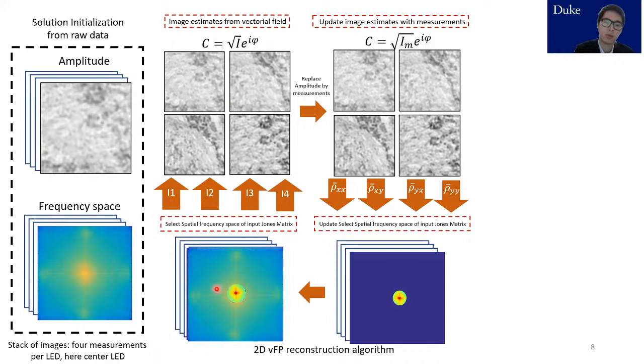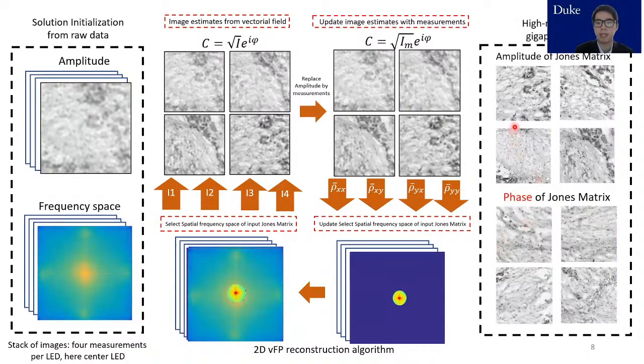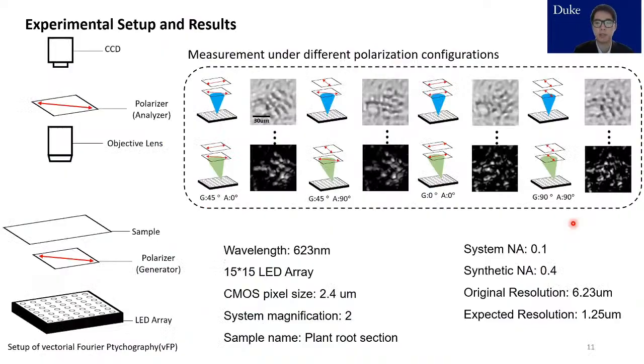If we go through all the LEDs, the updating will cover the whole frequency space, which means that we can update the whole frequency space. Then finally, we can calculate the amplitude and phase at the same time. Then we get the Jones matrix, and afterwards we can calculate the polarization properties. These results are our simulation results, so I'll directly jump into our experiment setup and results.